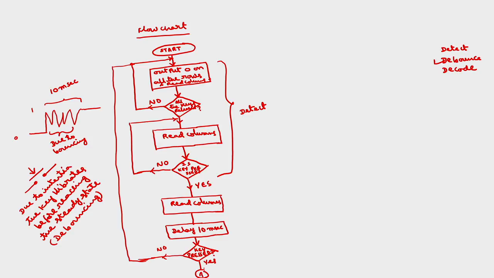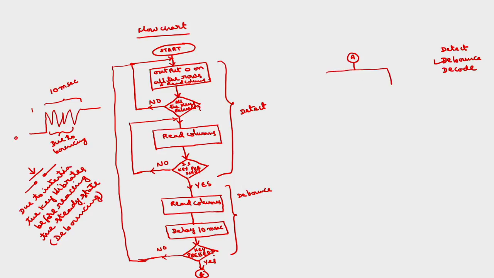I will continue this here. To connect big flow charts, we can use some letter. This is the ending of this part. So the second operation, debounce, is over, and the third operation is decode. I am starting here again with A. This A is the link between these two. This is the notation of flow charts. Then again, I'll read the columns.